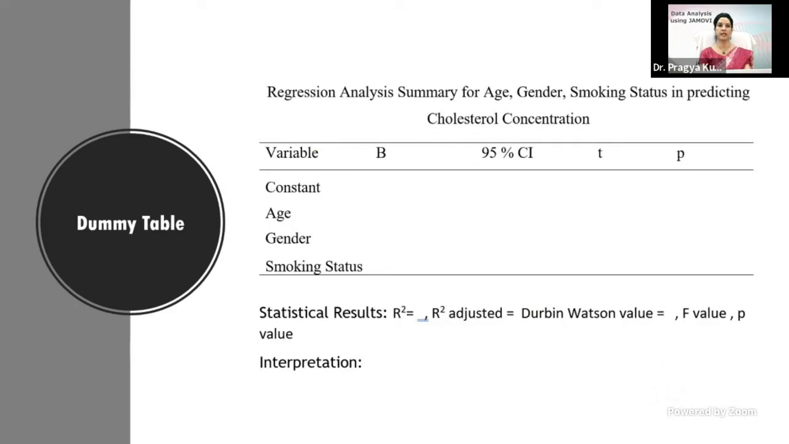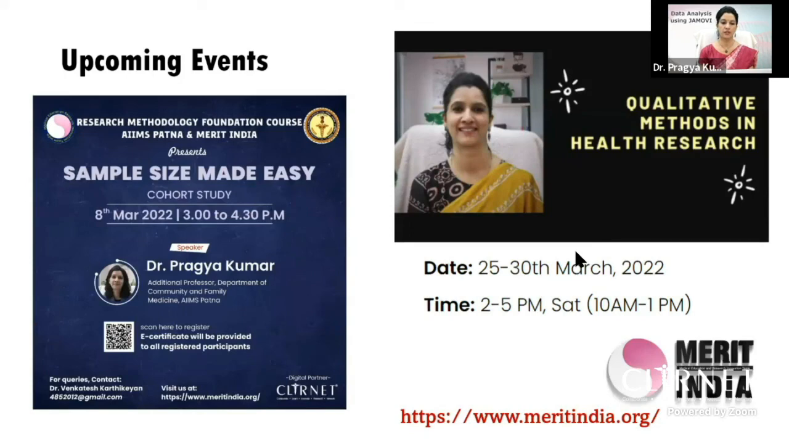So this is the JAMOVI dummy table for this multiple linear regression, where you report the value of B and the 95% confidence interval, T and P value. So this was the overall overview of this JAMOVI, how we can use it.